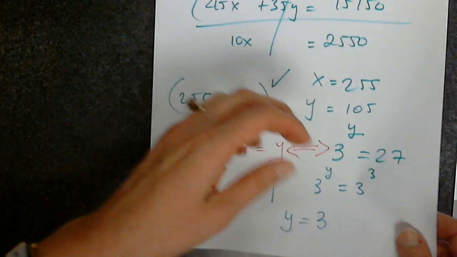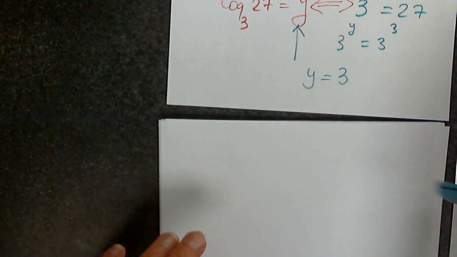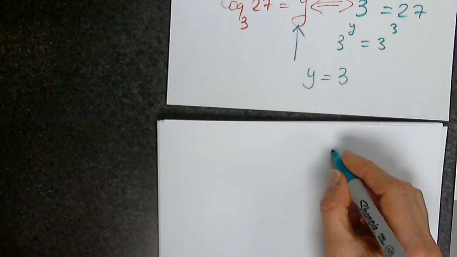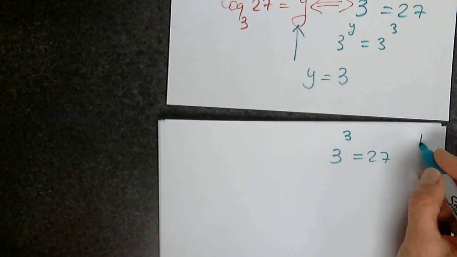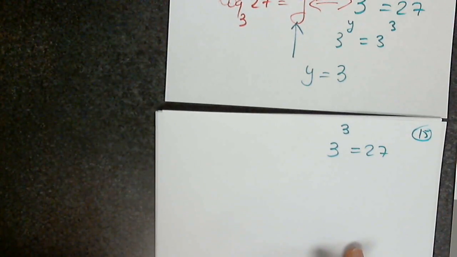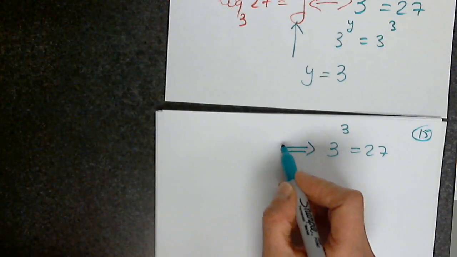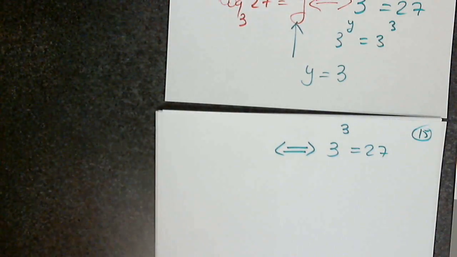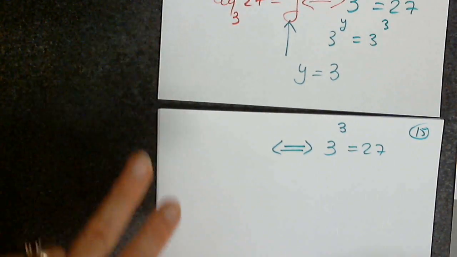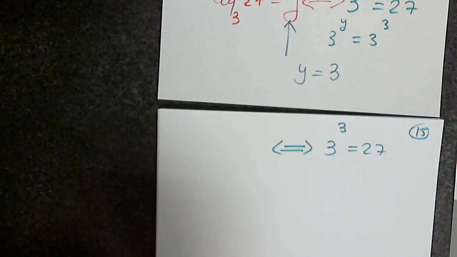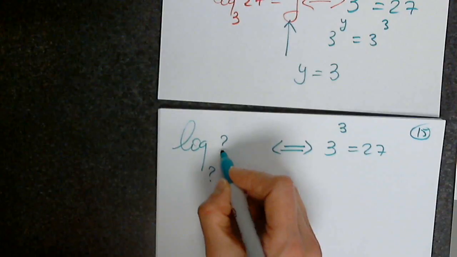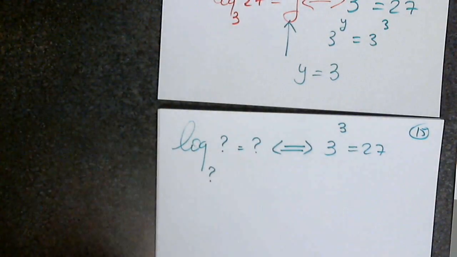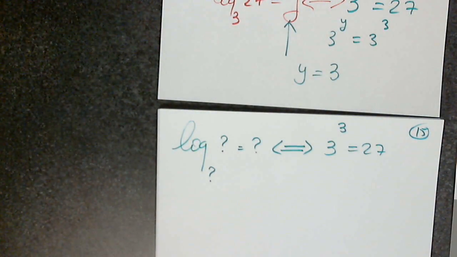What if I'm given this equation? Is this true? 3 to the third is 27. Now I want to change this into a log equation. Here's how I do it. I get some prep done first. Log, and try to figure out what I need to fill in and where.